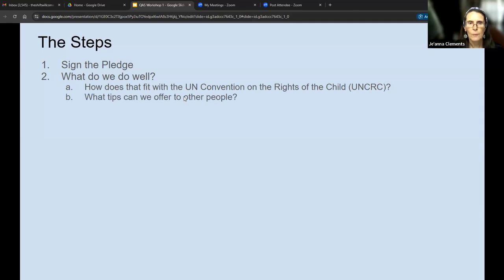The next step would be to think, in the light of that, what tips can we offer to other people? Because there might be other people who are looking to improve and overhaul their own practice in ways that fit particularly with what you happen to be doing well. So it'll be really great in these reports and submissions if we're already including that perspective of thinking, how can I actually offer a nice example for other people as well?